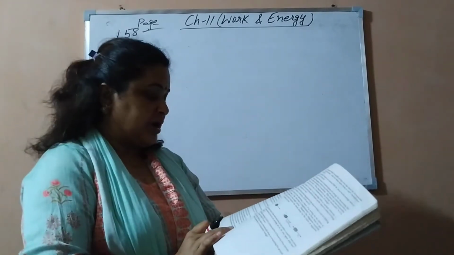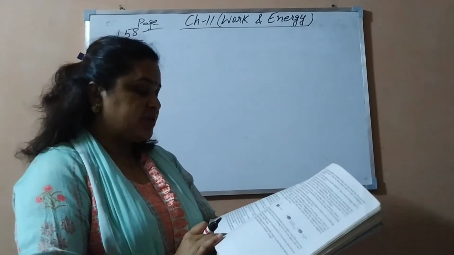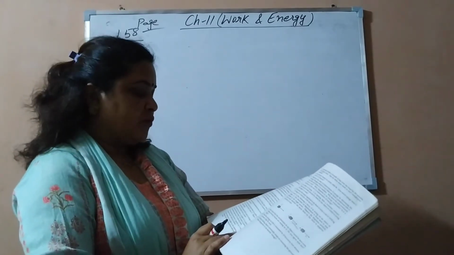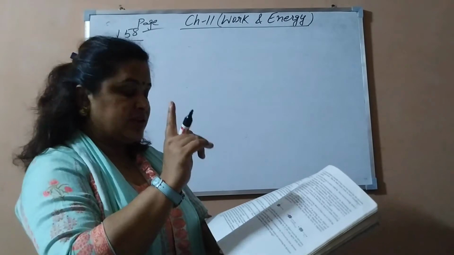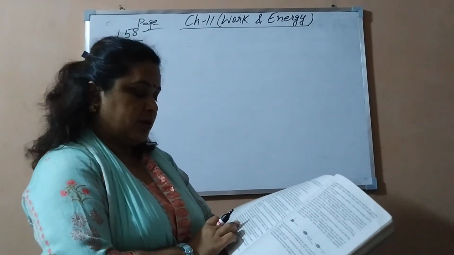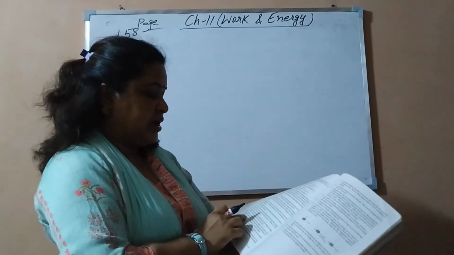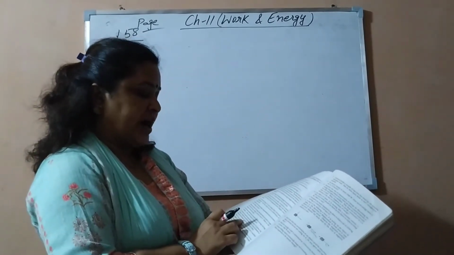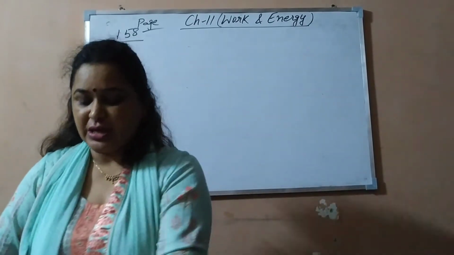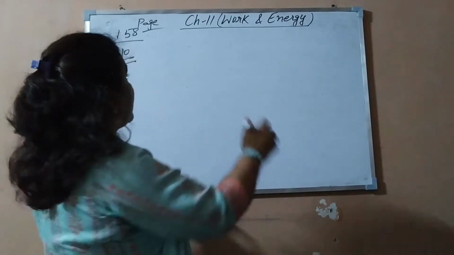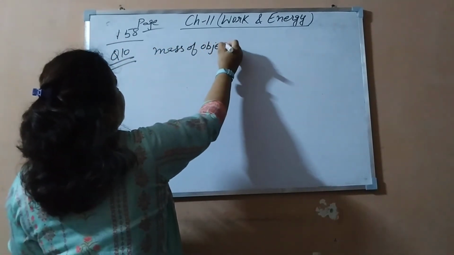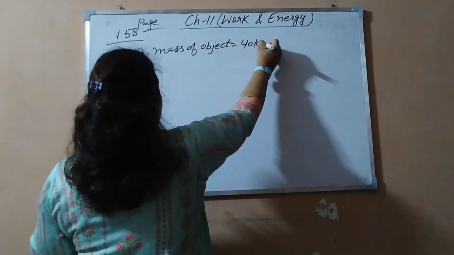An object of mass 40 kilogram is raised to height of 5 meter above the ground. What is its potential energy? That is the first question. If the object is allowed to fall, the next question is, find its kinetic energy when it is halfway down. That is, two questions are given in one numerical. So what is the mass of object given? First we have to write given quantities. It is given 40 kilogram.